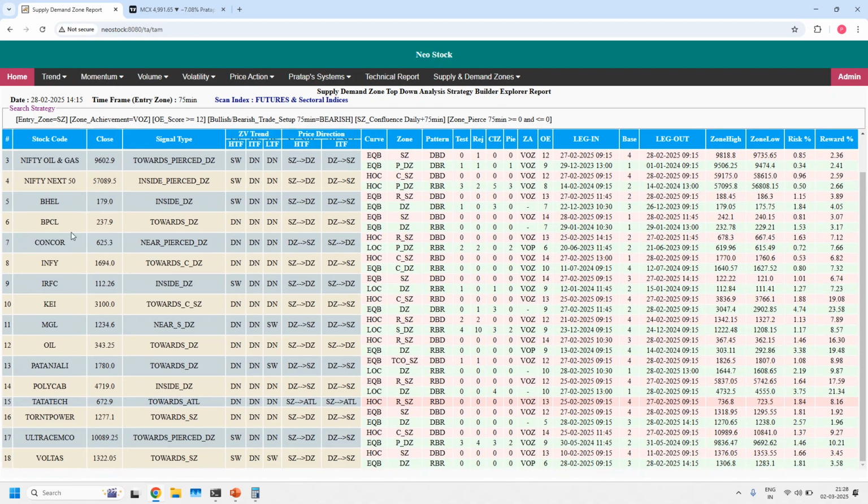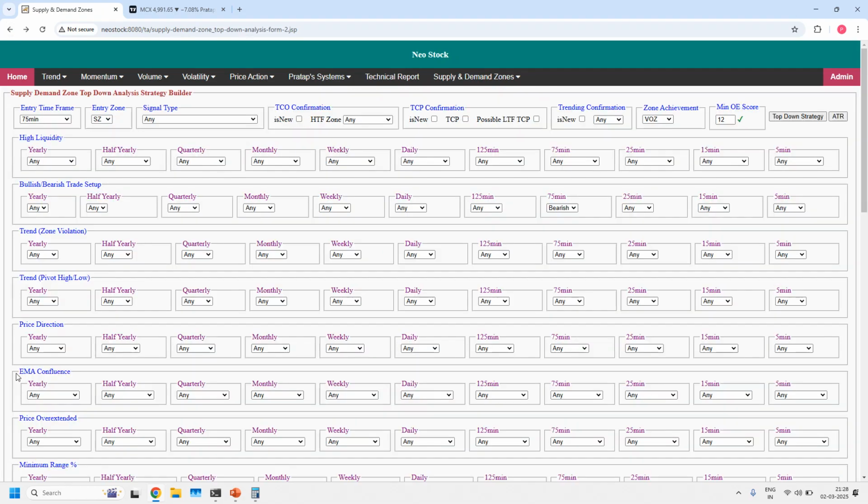So that's why I want to further filter, even adding one more high probability parameter, EMA confluence. That means all these 75 minute supply zones are part of the daily supply zone. And if the daily supply zone is having daily EMA confluence, then these 75 minute supply zones have more probability to get success. I am not saying they succeed. They have more probability. So that's why I am adding one more parameter on these filtered stocks. What is that? The EMA confluence at a daily time frame.